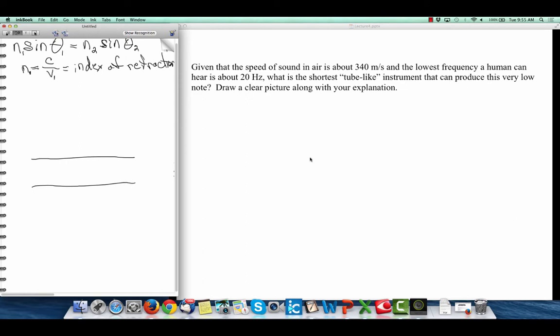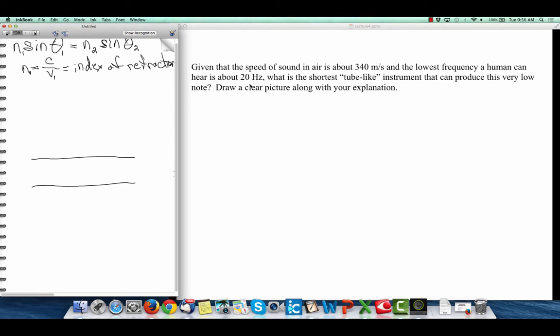Given that the speed of sound in air is about 300 meters per second, and the lowest frequency a human can hear is about 20 hertz, so pretty low sound. Your dynamic range is something like between 20 and 20,000. Some of you in here, I'm sure, can hear more than 20,000. For me, it tops out at about 8,000 or 10,000. I can't hear anything like a 20,000 hertz sound anymore. What's the shortest tube-like instrument that can produce this very low note?